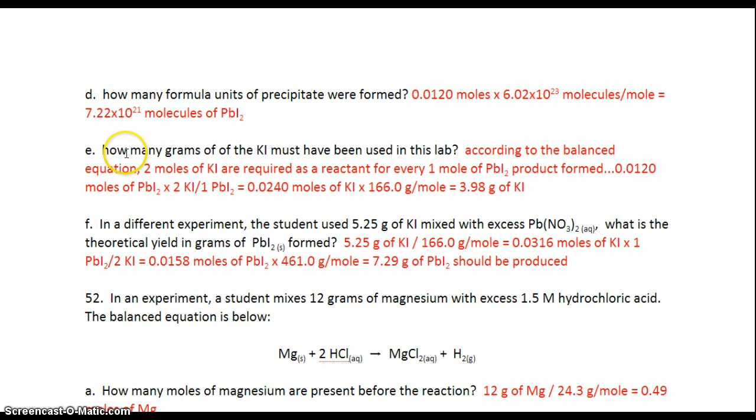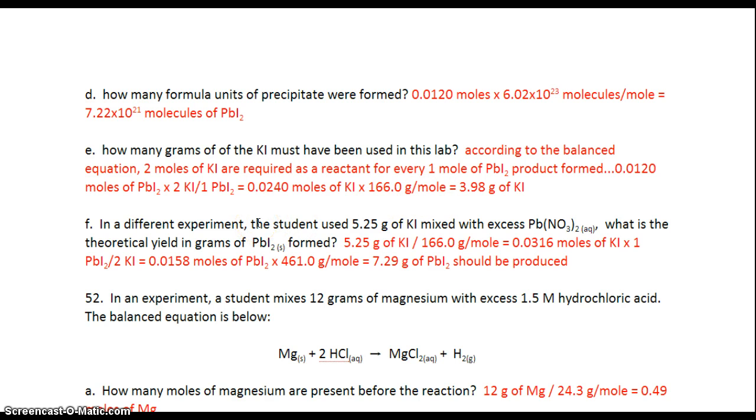And in part E, since it's a 2-to-1 ratio from the balanced equation between the potassium iodide and the lead 2 iodide, we know that we're going to need double the amount of moles of lead iodide. So a 2-to-1 ratio times that number of moles gets us 0.024 moles of KI, and again we can convert to grams by multiplying by the molar mass of KI to find out how many grams we would need.